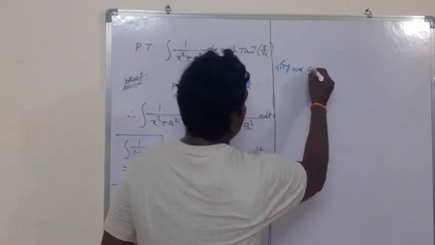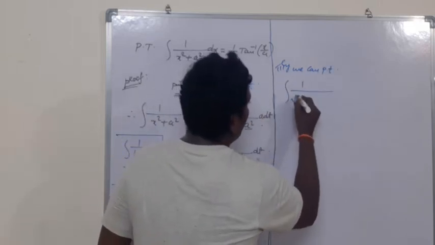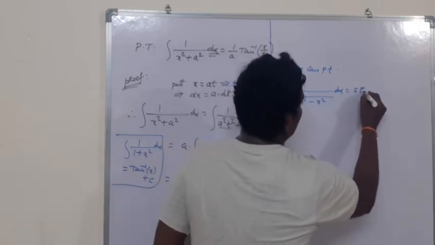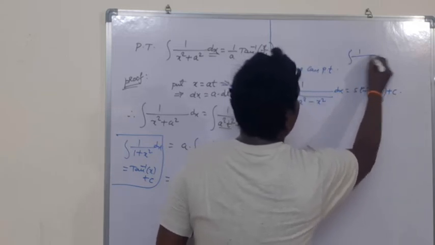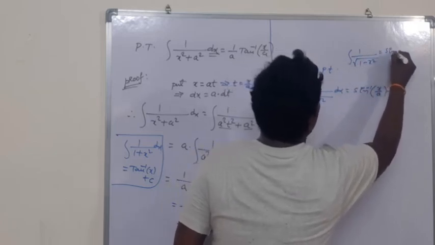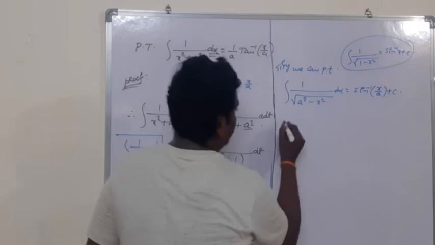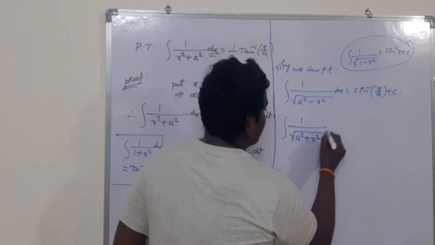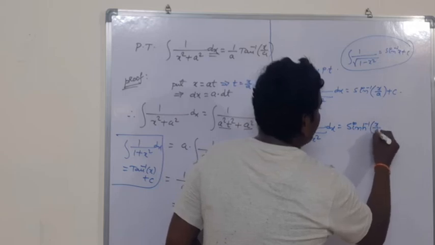Similarly, we can prove that integration of 1 by root over a square minus x square dx is equal to sine inverse of x by a plus c, because already we have integration of 1 by root over 1 minus x square is equal to sine inverse x plus c. According to this formula, you are getting this one. Okay. Next, integration of 1 by root over a square plus x square dx is equal to sinh inverse of x by a plus c.